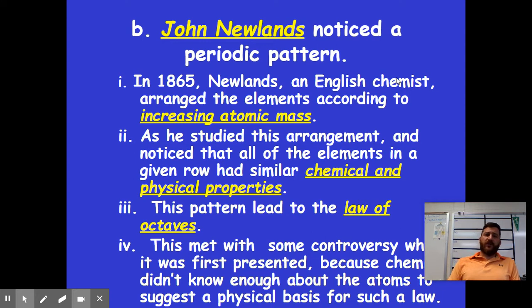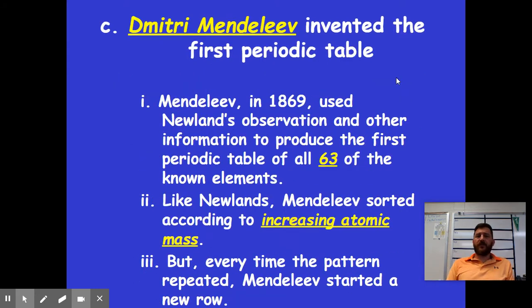John Newlands was the first to notice what's called a periodic pattern. He arranged the elements in 1865 according to their increasing atomic mass. As he studied this arrangement, he noticed that all the elements in a given row had similar chemical and physical properties. This led to what's called the law, or the rule, of the octaves. Every element on the periodic table wants to have 8 valence electrons, and we're going to get to that here in a few slides.